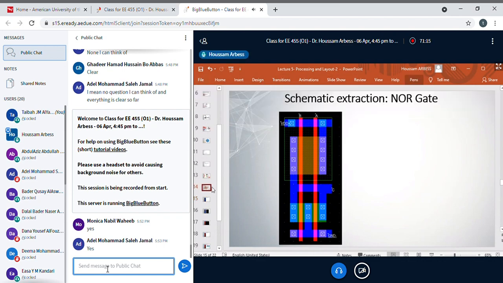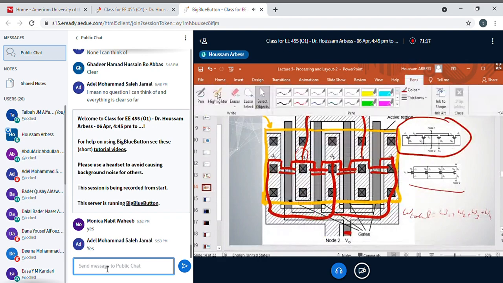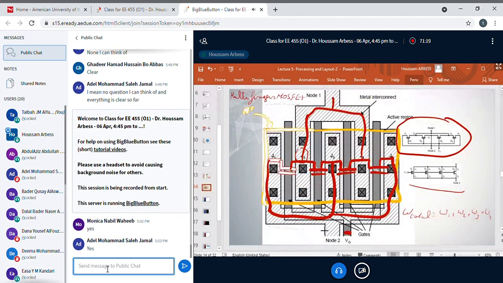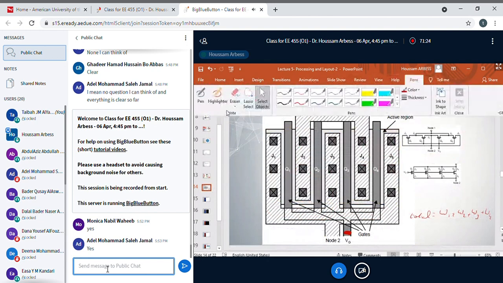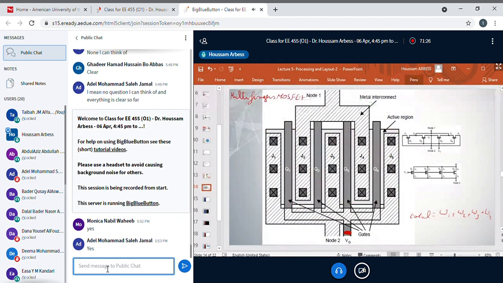Here, let me clean up the circuit and talk a little bit about the width. You know that the width of Q1 is from here to here. This is W.